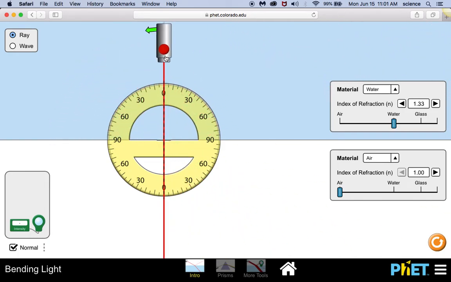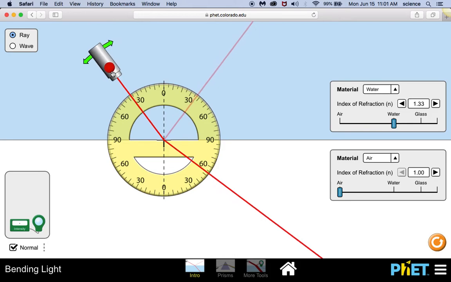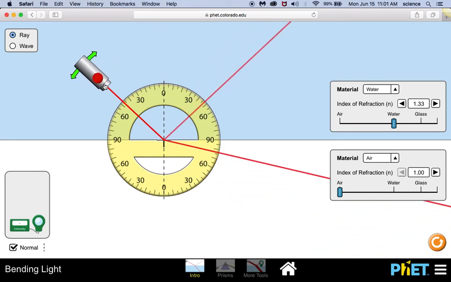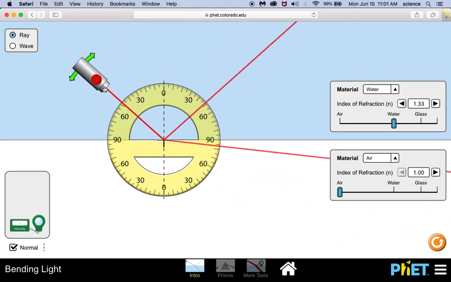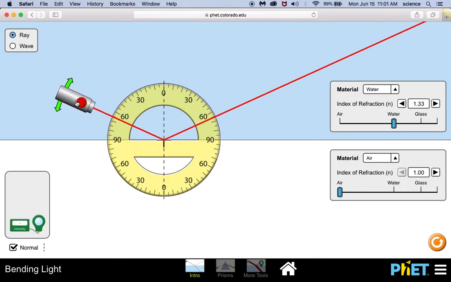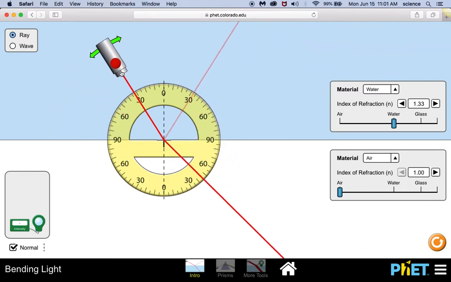So before I reach my critical angle of around 48 degrees, right around here, I have to go slow, there we go, the light is always refracted, and then beyond that, all of the light is reflected. And that's total internal reflection.